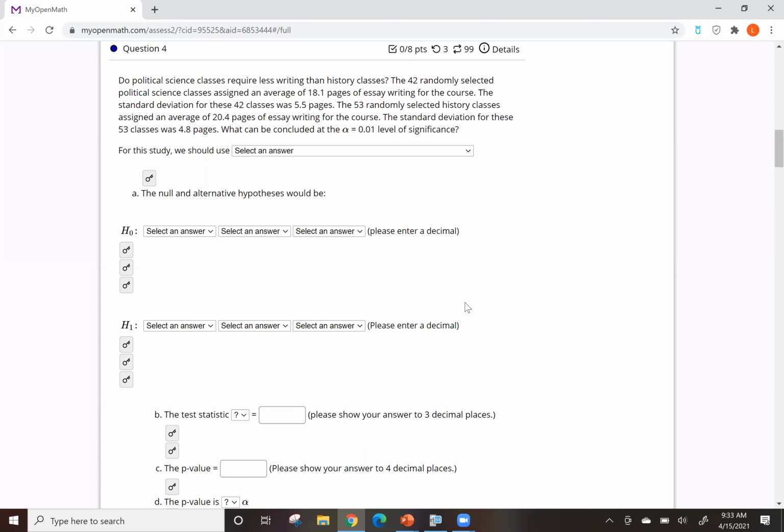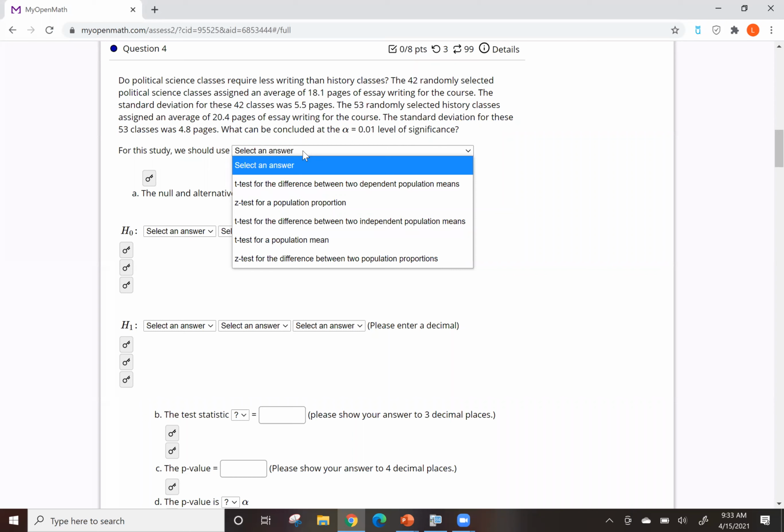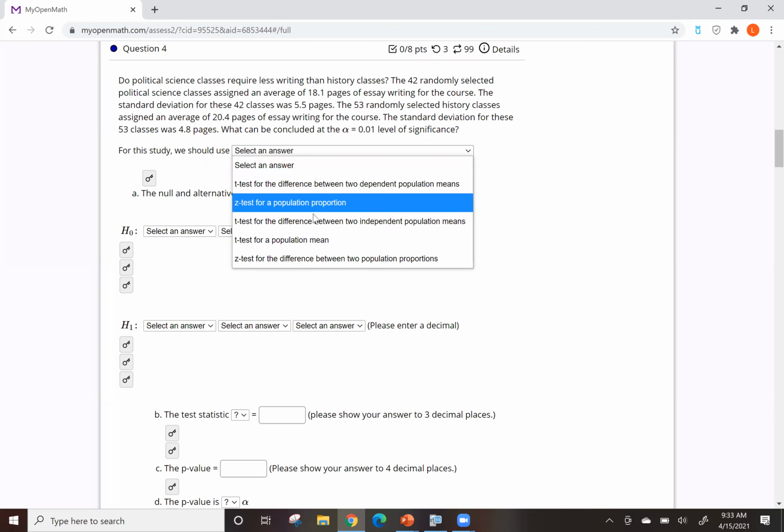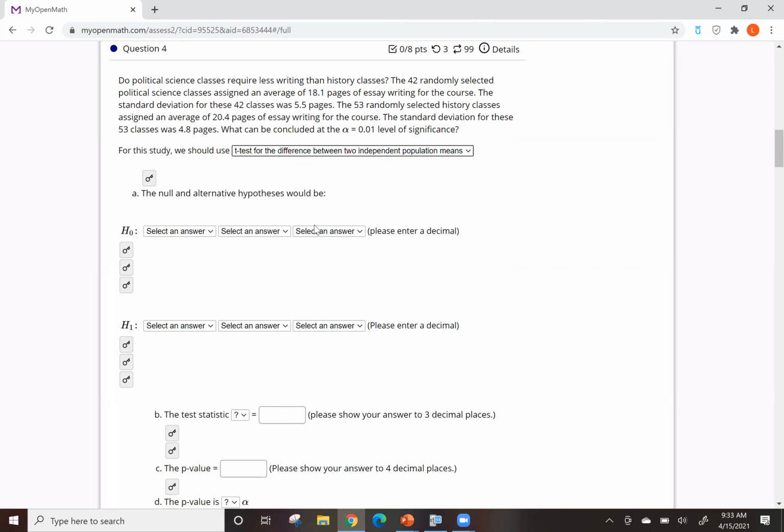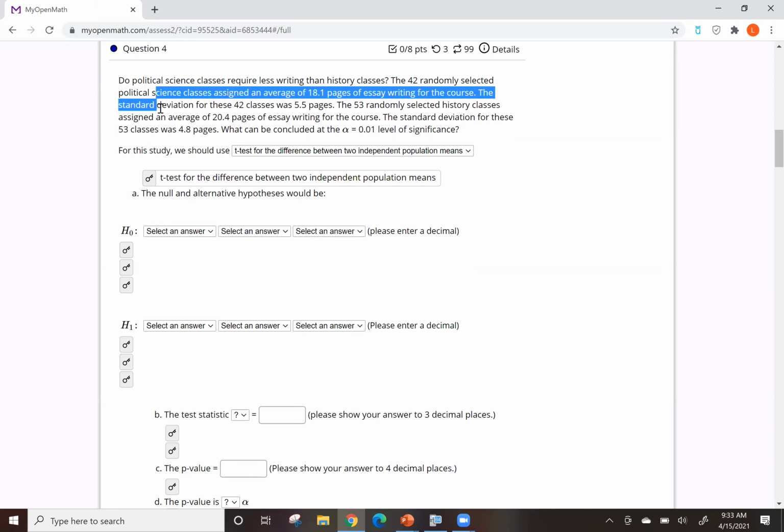So you go through here. If this is two means, then what would you do? Would you do a t-test for the difference between two independent population means? Is that right? Looks right. Okay. And then they say something about, do political science classes require less writing than history?